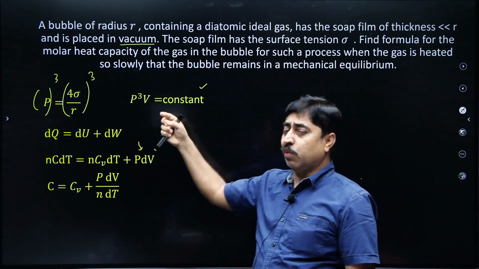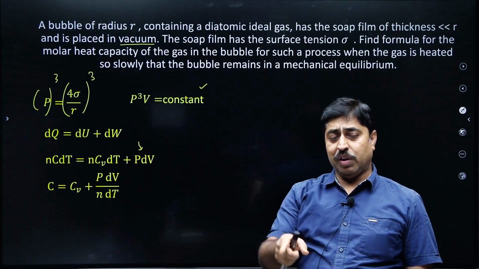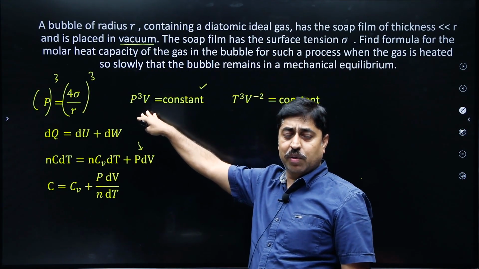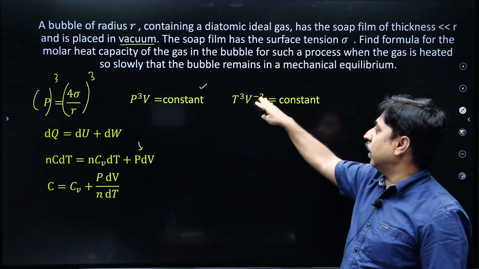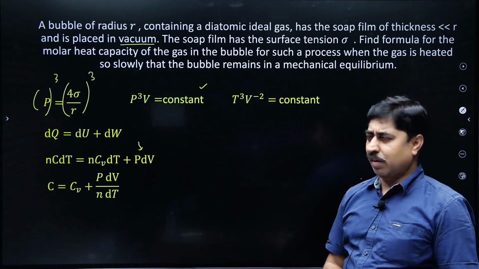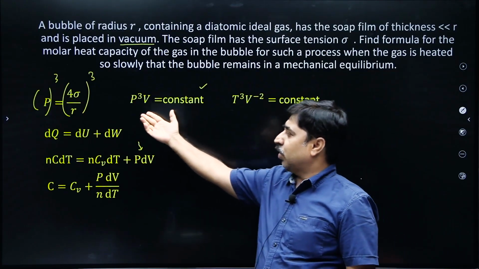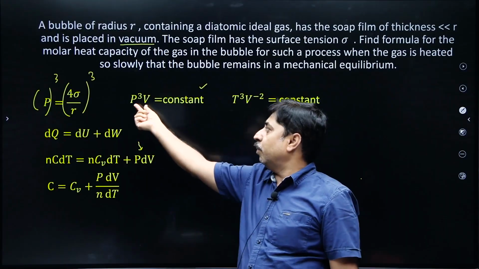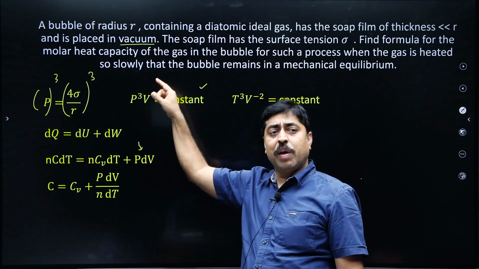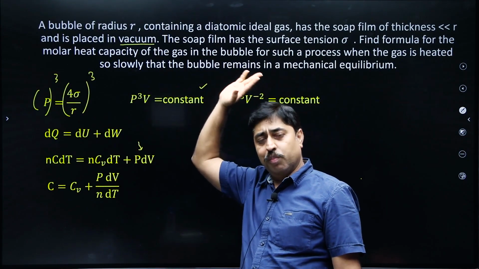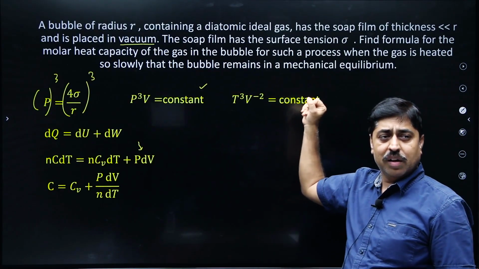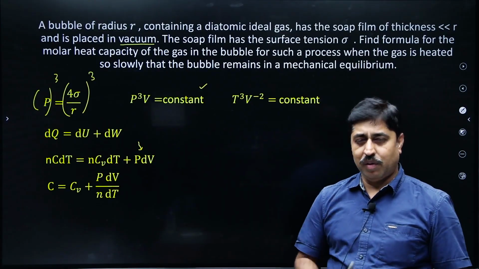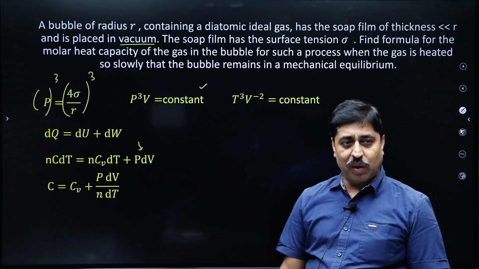Now use this equation along with PV is equal to nRT because it is an ideal gas. So using this equation along with PV is equal to nRT, you will be able to prove that T cubed V to the power minus 2 is a constant. It is very easy. I mean, you just need to eliminate P. PV is equal to nRT. So in place of P, you can write nRT by V, its cube. So you can easily see that you will get an expression of this kind if you separate all the constants on one side.